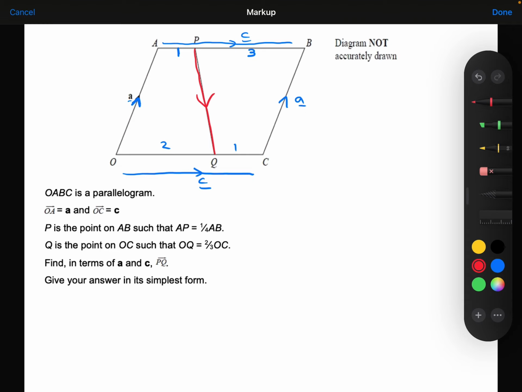So, P to Q. Well, what I'm going to do for this is I'm going to go from P to A. Then I'm going to go from A to O. And then I'm going to go from O to Q.